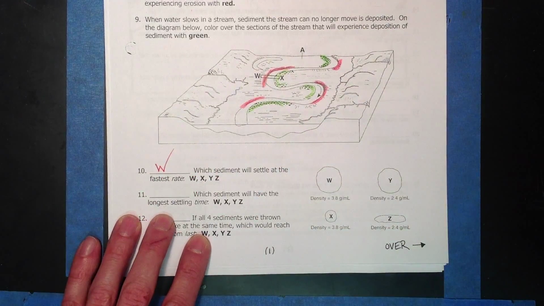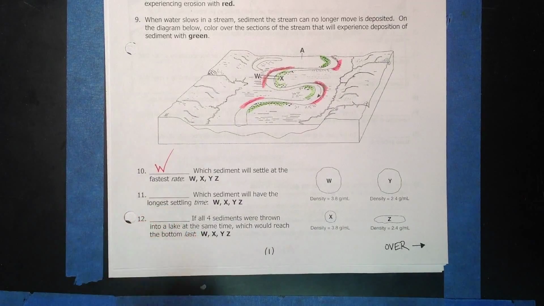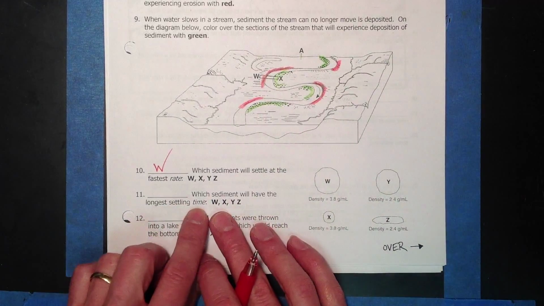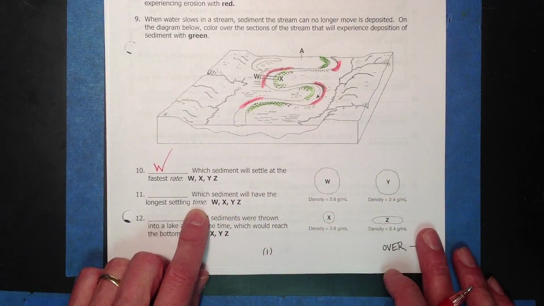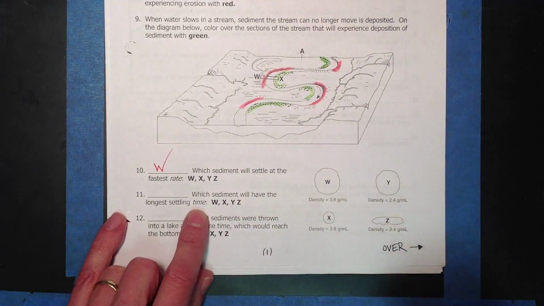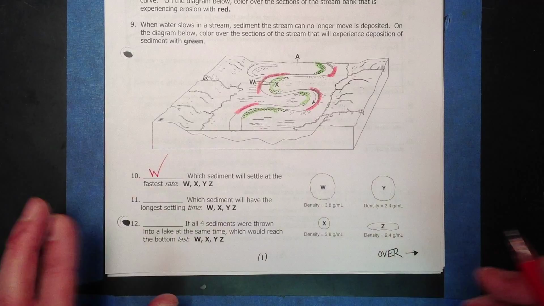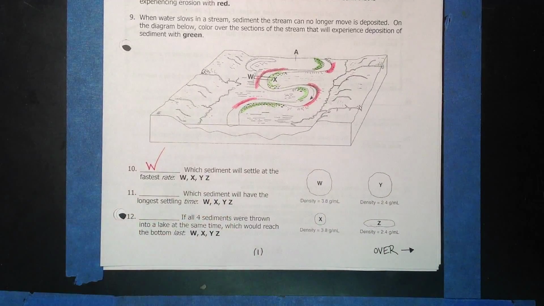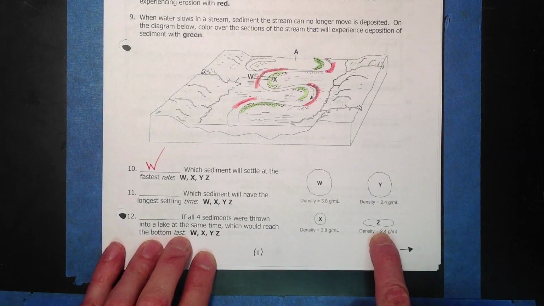Okay? Which sediment will have the longest settling time? The slower it goes, the more time it takes. So basically, which of these will settle slowest and take the longest to get to the bottom of the same amount of water, 100 feet, let's say? We're looking for kind of the opposite. Low density, and flatter is going to really slow it down. So that should be that one, Z.